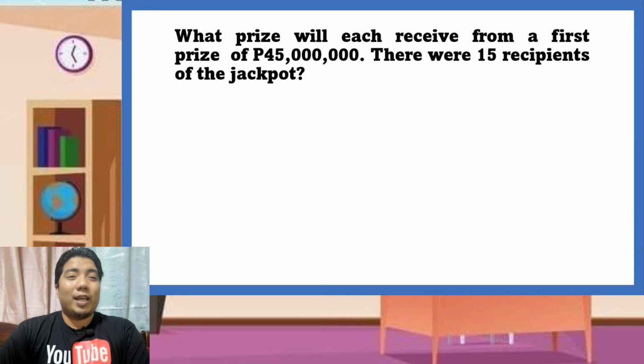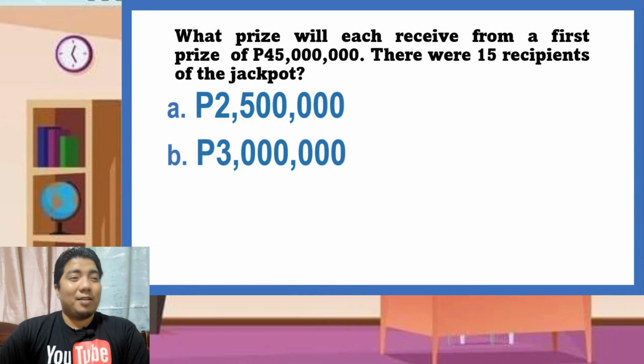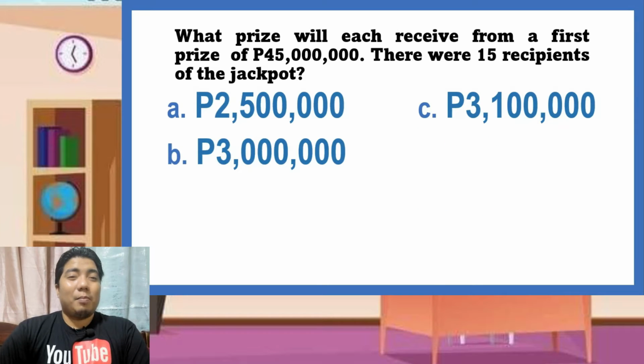What prize will each receive from a first prize of 45 million pesos? There were 15 recipients of the jackpot. Is it A, 2,500,000, B, 3 million, C, 3,100,000, or letter D, 45,000?